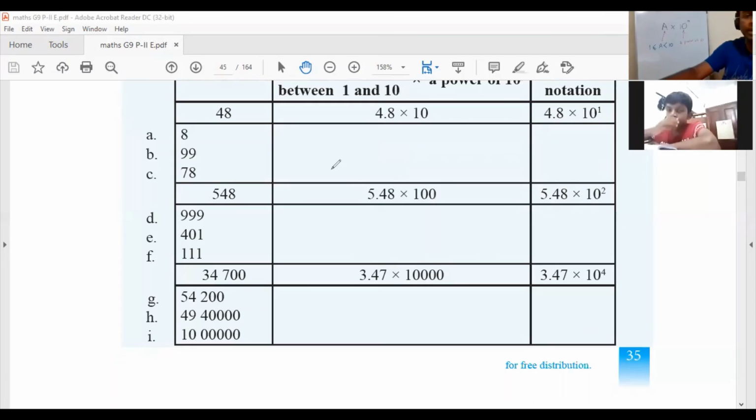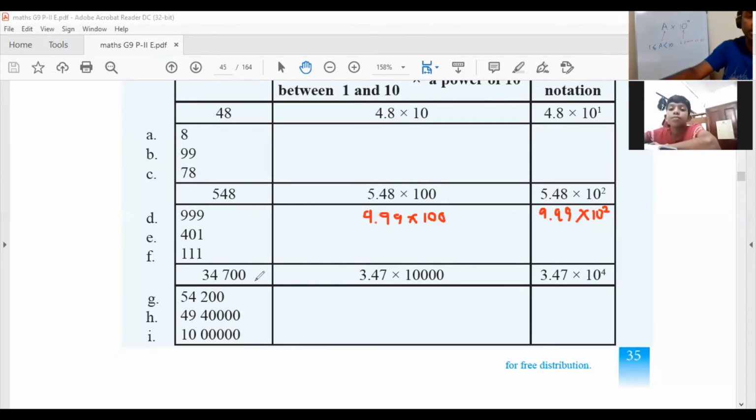Same way, can you write the answer for 999? 9.99 multiplied by 100. 9.99 multiplied by 10 to the power 2. Very good, Lithil. Your answer is correct. Same way, you can write the remaining two as well.